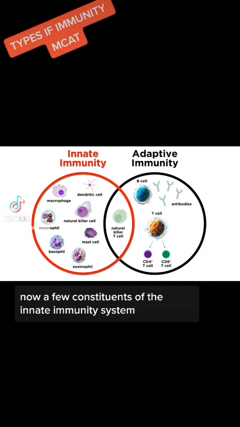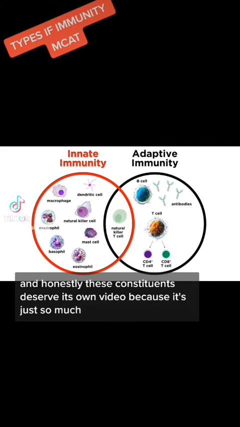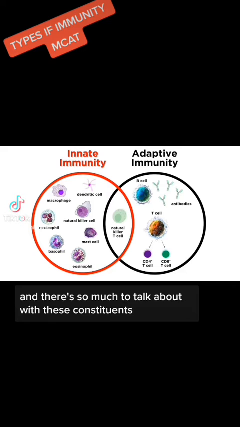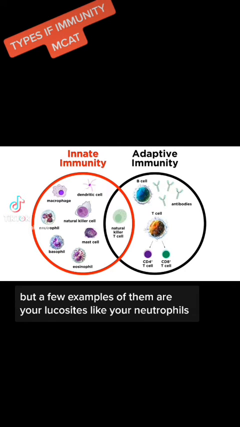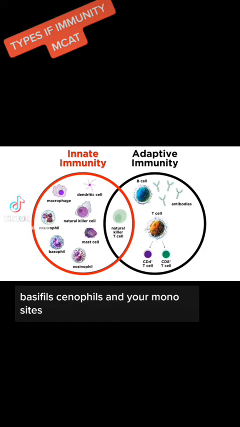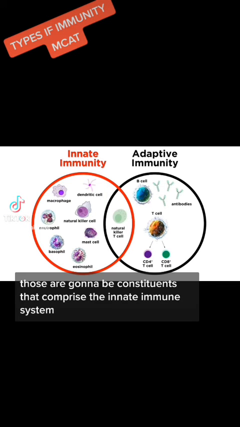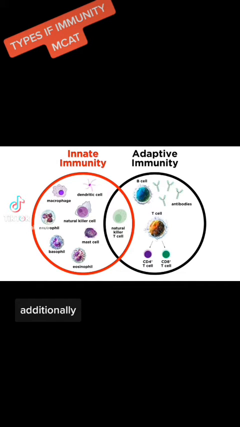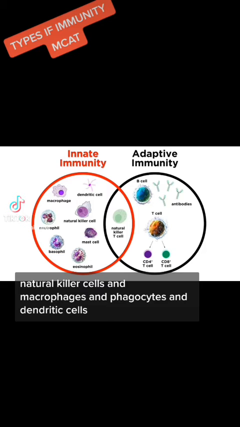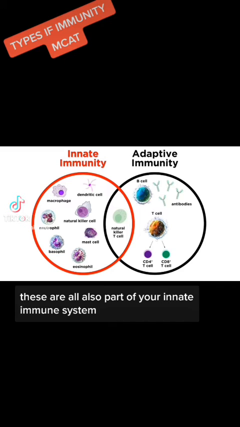Now, a few constituents of the innate immune system, and honestly, these constituents deserve their own video because there's so much to talk about, but a few examples are your leukocytes, like your neutrophils, basophils, eosinophils, and monocytes. Those are constituents that comprise the innate immune system. Additionally, natural killer cells, macrophages, phagocytes, and dendritic cells are all also part of your innate immune system.